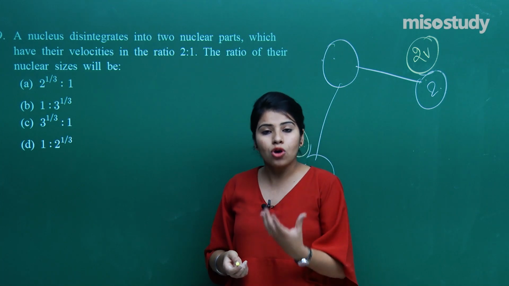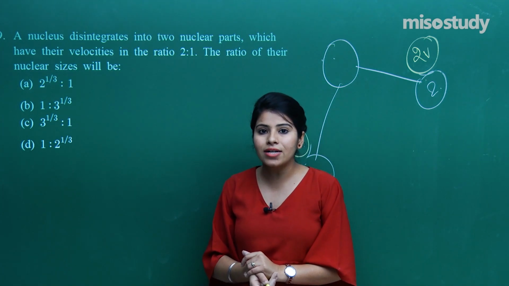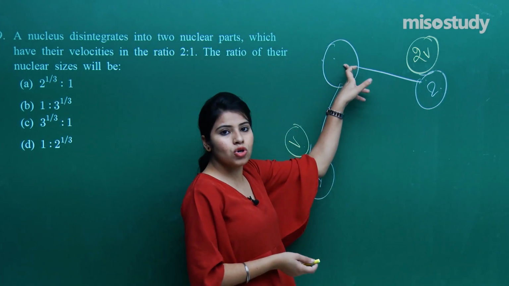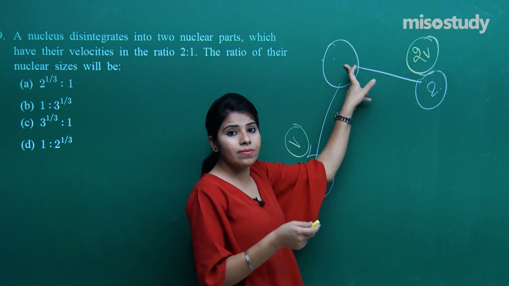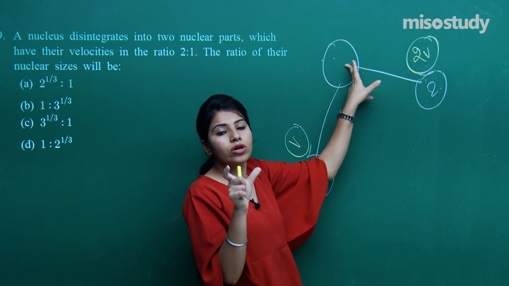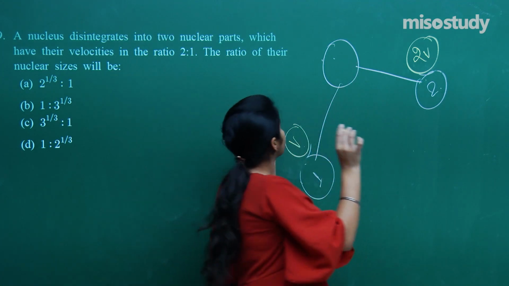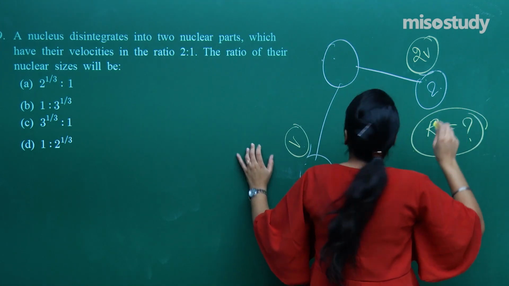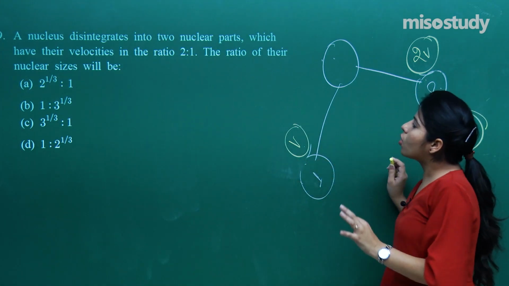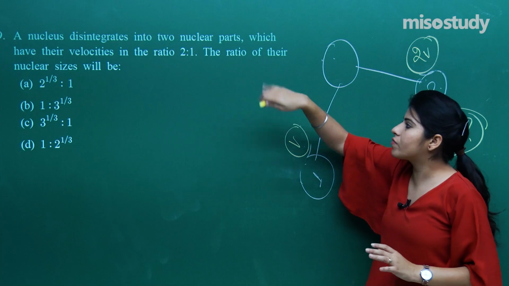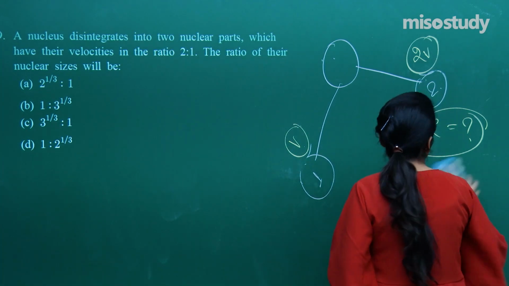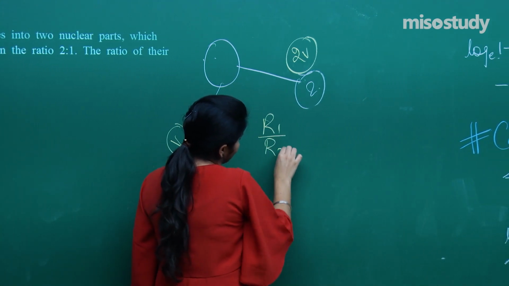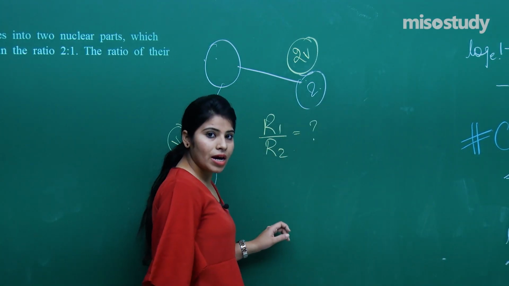sizes. If I talk about the nuclear size, I know that they are speaking about the radius. Suppose this is your nucleus, and if I am talking about the nuclear size, that means I am talking about its radius. So I have to find out these two sizes, or we can find out the ratio of their nuclear sizes. So let me just say I have to find out R1 upon R2, right?